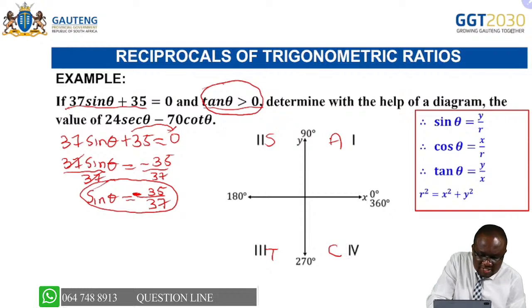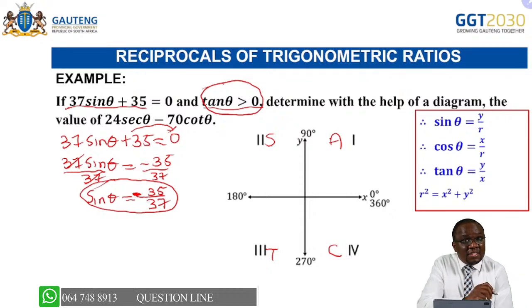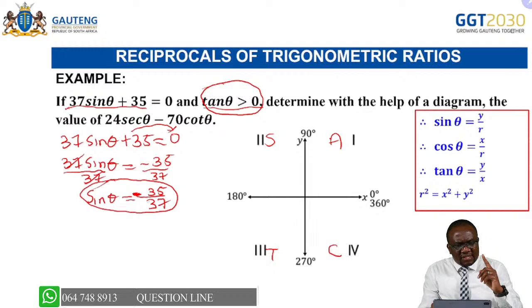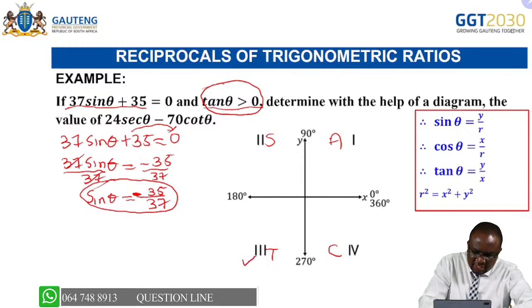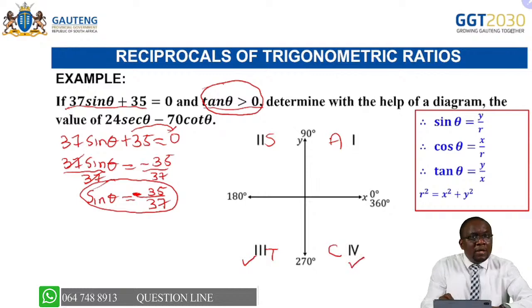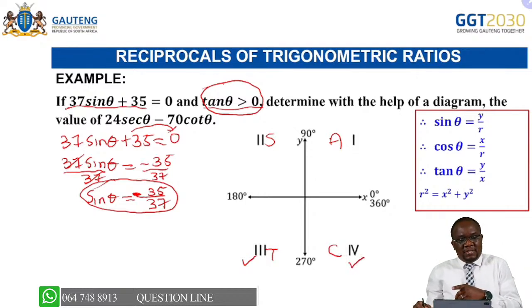Because this is negative 35 over 37, it means sine theta is negative. So where is sine theta negative? In quadrant 3 and quadrant 4. Because in quadrant 1, sine theta is positive. In quadrant 2, sine theta is positive. So it is negative in quadrant 3 and quadrant 4.